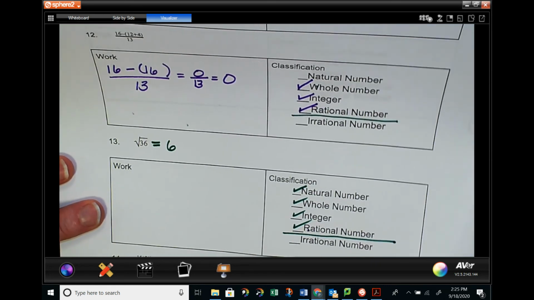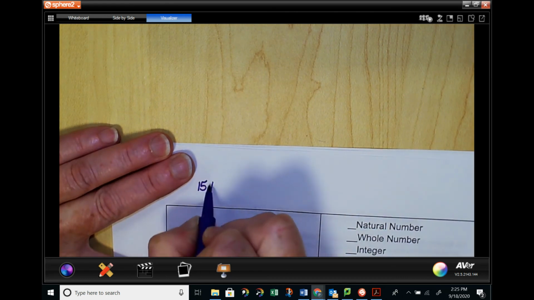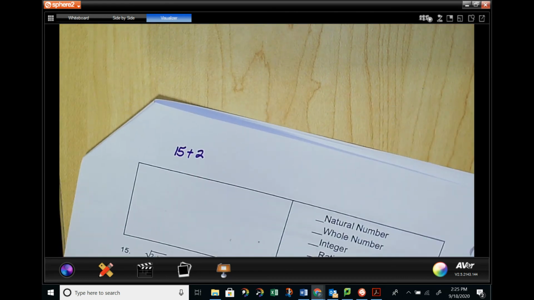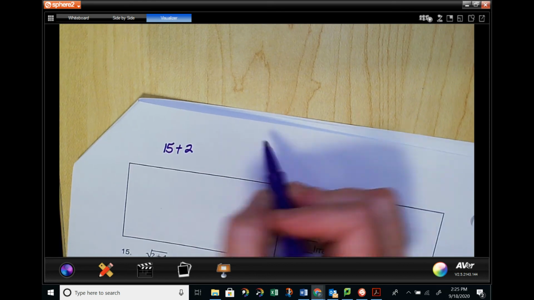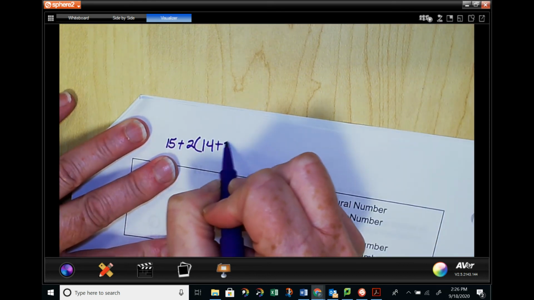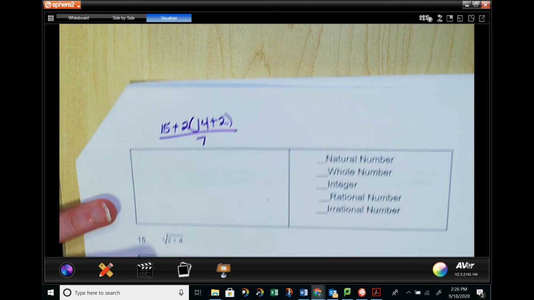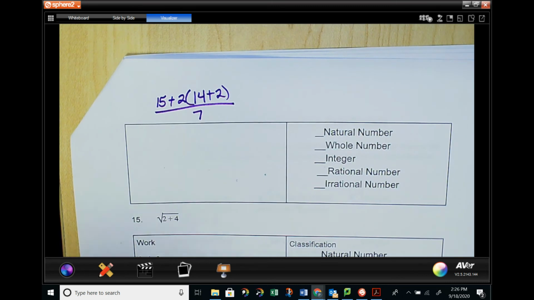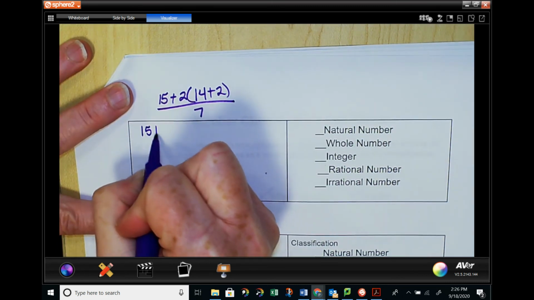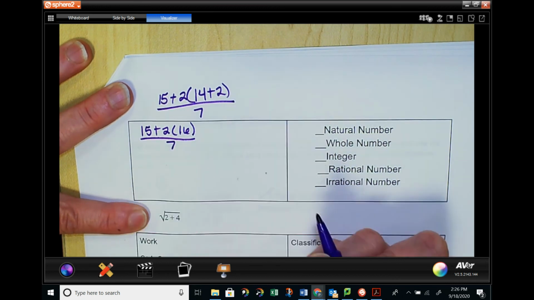All right, so the next question, and I'm going to skip to question 14. I don't know why this went on 2 pages, but it did. So you have, this is your thing. It's 15 plus 2, and then it's 14 plus 2 divided by 7. So now we have this. We're going to do the PEMDAS. So I have 15 plus 2. 14 plus 2 is 16 over 7.